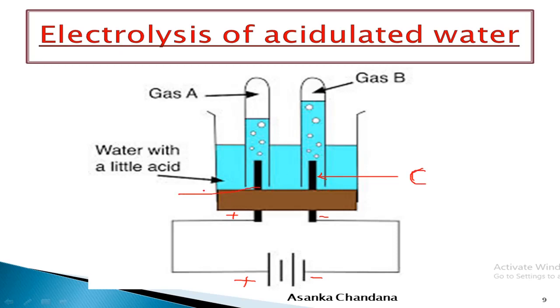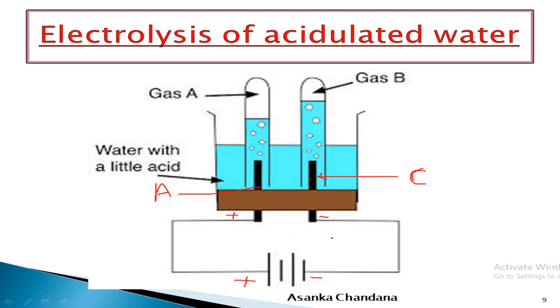This is the anode. Right. And when this electrolysis occurs, some gases are collected at the upper level of the test tube. What are these gases? Gas A and gas B.